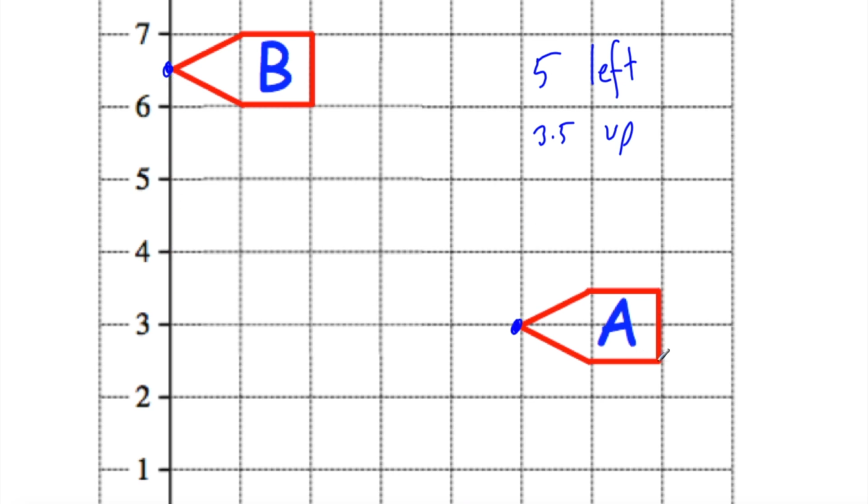And we can check that with another point. Let's just choose this point here. So 5 to the left: 1, 2, 3, 4, 5. So we're here. And then a half, 1.5, 2.5, 3.5. So yeah, 5 left, 3.5 up.